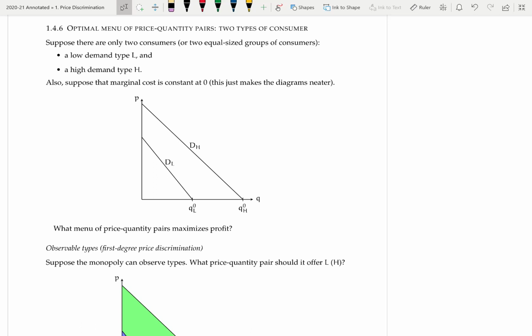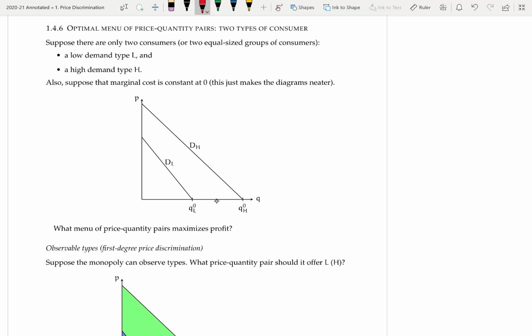So to keep things simple, we have two types of consumers. Think of it as one consumer of each type, or there's two equal-sized groups, one of each type. So we have a low demand type L and a high demand type H. The H type demand curve is everywhere above the L type demand curve.